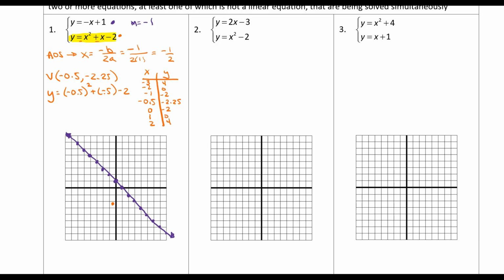So when I graph this, negative 3, 4 is right there. And notice those points intersect. Negative 2, 0 is right about there. And negative 1, negative 2 is really close to the vertex. Same thing with 0, negative 2. 1, 0, again, we can see they've overlapped. And 2, 4. So we are able to see some intersection points here. So I'm going to draw my quadratic.